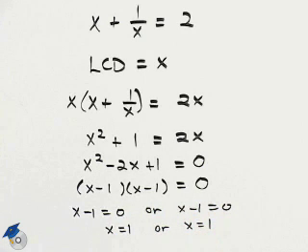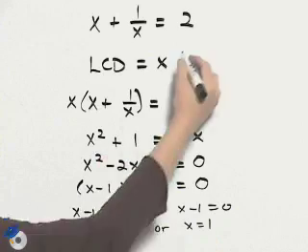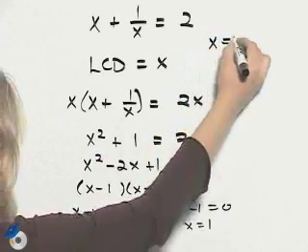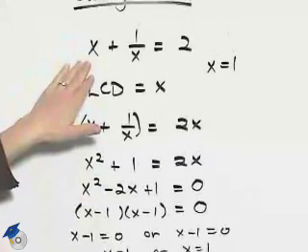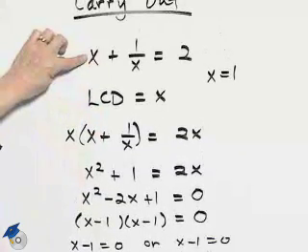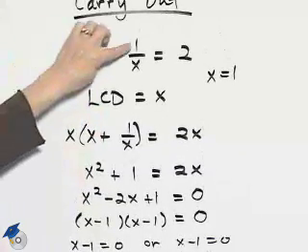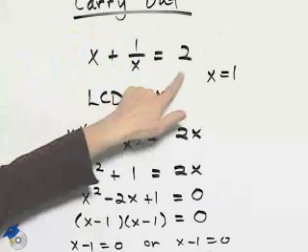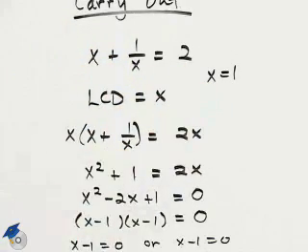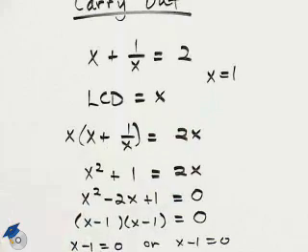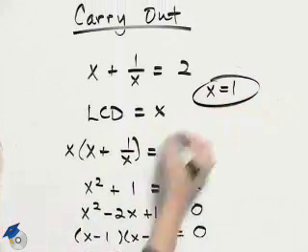Now, does x equal 1 actually work in our original equation? Well, if I put 1 in here, I'm going to get 1 plus 1 over 1, which is 1 plus 1, which does indeed equal 2. Now remember that x was the positive number, and that is what we are asked to find. So the answer to this problem is 1.